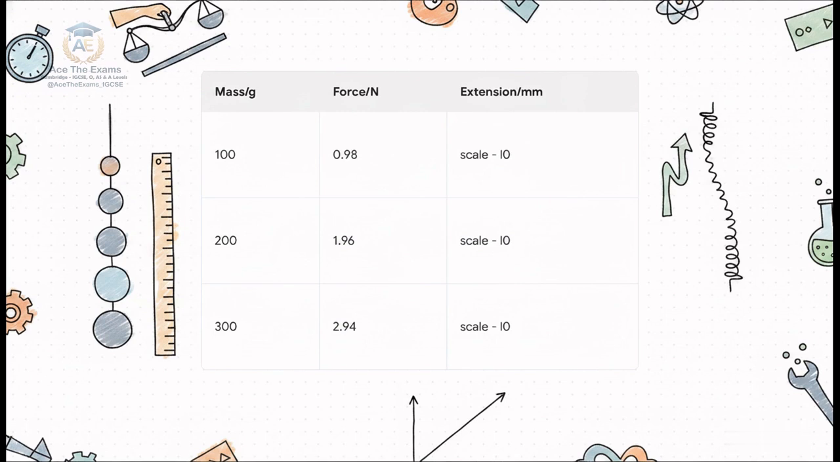Notice that last column, though. Extension is calculated as the new scale reading minus the initial unweighted length of the spring, which we call L0. I highly advise doing it this way. By reading the absolute position on the ruler first and subtracting later, you completely avoid those nasty little subtraction errors creeping up during the experiment. The relationship between the force and this extension gives us what's called the spring constant, which tells us exactly how stiff a material actually is.